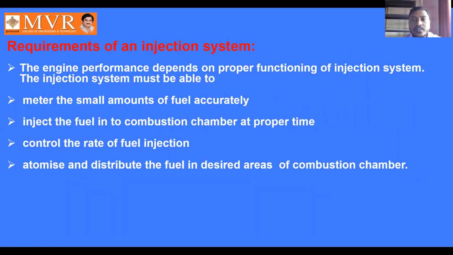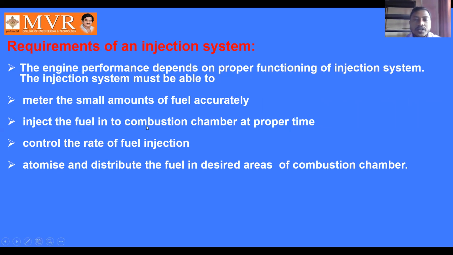Coming to the requirements of an injection system: the engine performance depends on the proper functioning of the injection system. The injection system must be able to meter small amounts of fuel accurately. We need to give small amounts of fuel to the fuel injector. Atomization should be done, meaning the fuel from the injector is broken into fine small particles. The fuel does not enter the engine cylinder all at once, but as fine particles in a spray formation.